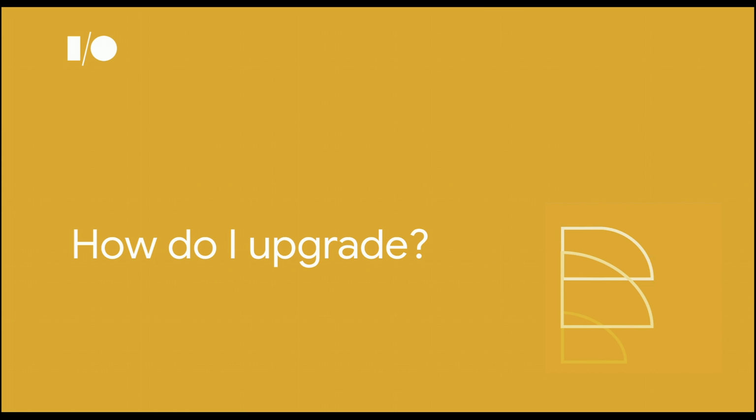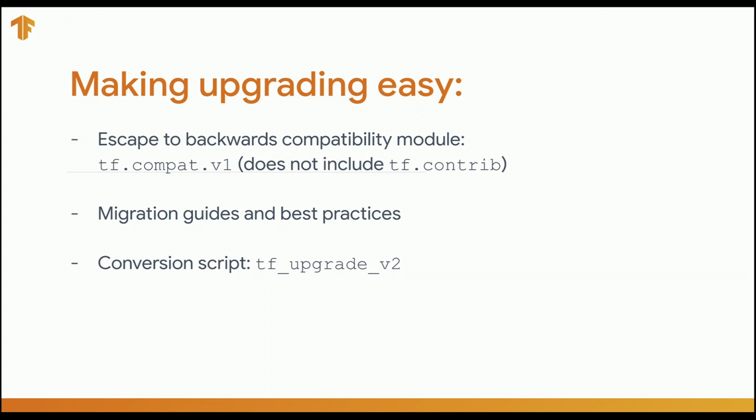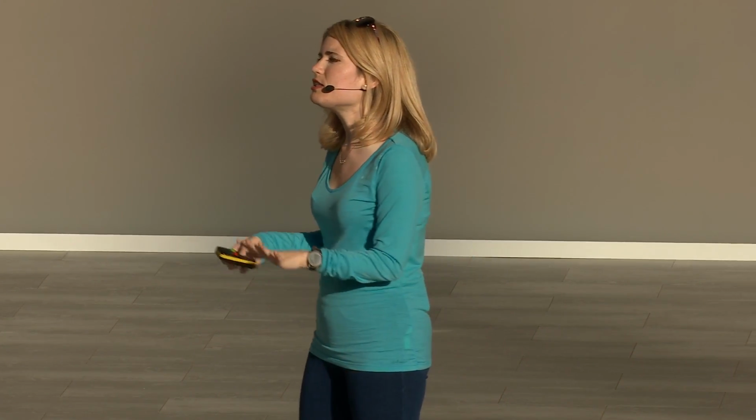And now the question I'm sure all of you are very, very interested in is, how do I upgrade? All of this sounds great. How do I make sure that all of my historic legacy models continue to run with TensorFlow 2.0? And the answer is, we've tried to make it as easy as we possibly can. We have an escape to backwards compatibility mode as part of tf.compat.v1. We have migration guides and best practices that have all been placed on tensorflow.org/alpha. And we've also created something called TF Upgrade v2. It's a conversion utility that you can run from the command line, and it takes your existing model and ports the code to 2.0. Not to 2.0 syntax, but it makes all of the changes that would be required in order for it to run compatible with 2.0.